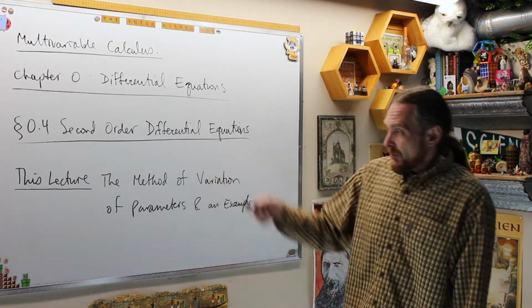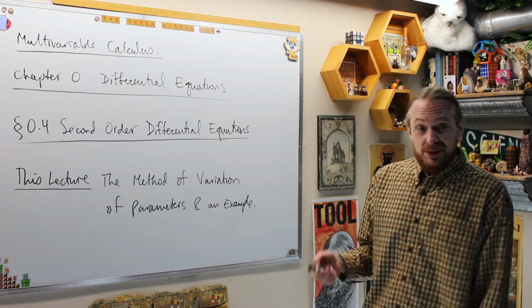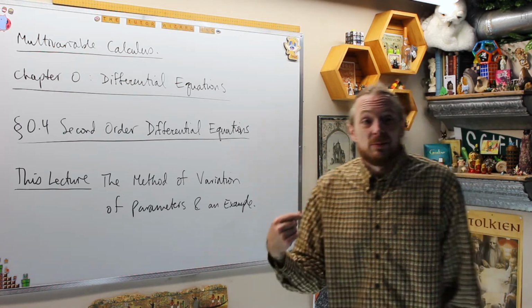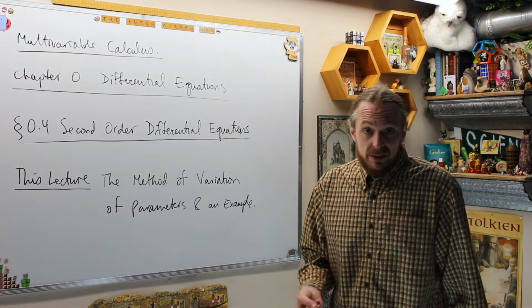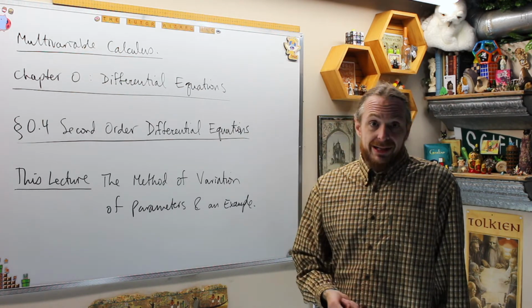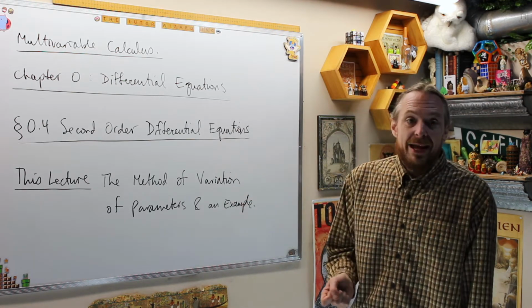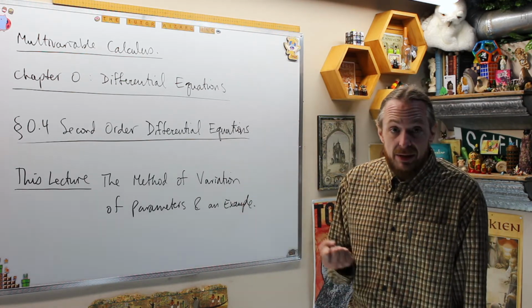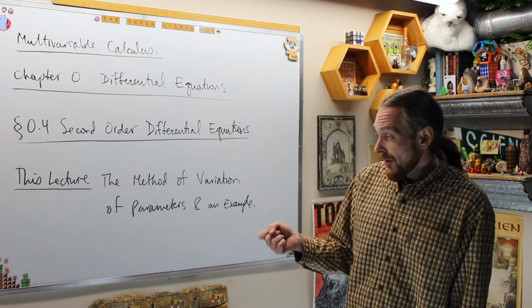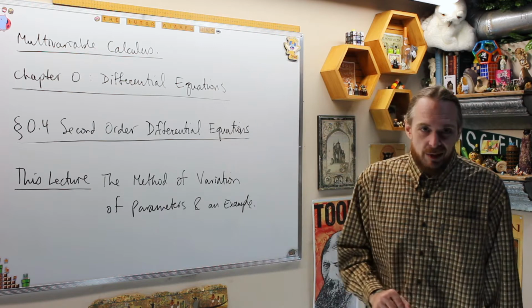This lecture, what we're going to do is wrap up second order constant coefficient linear ordinary differential equations, which are non-homogeneous. To do this, what do we need? To find the general solution to one of these things, we need the homogeneous general solution and a particular solution. What we're going to do today is the second method of finding a particular solution to a non-homogeneous second order differential equation called the method of variation of parameters. And we'll do at least one example.